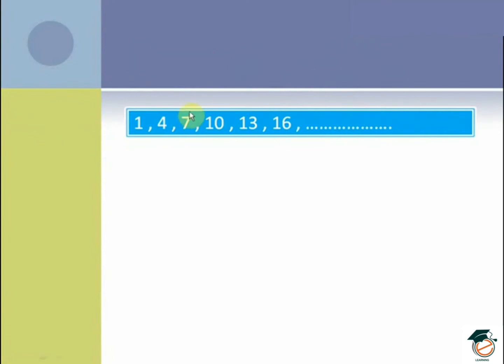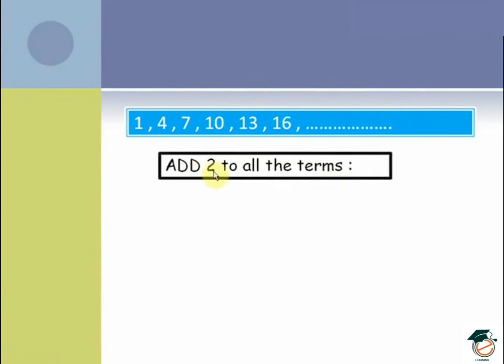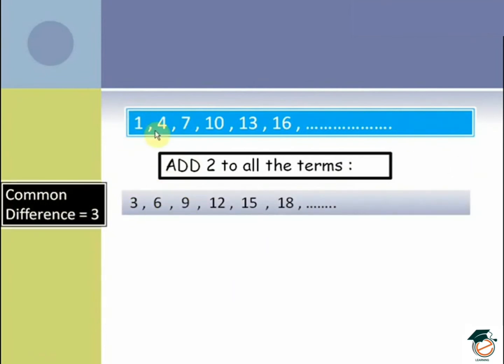Let's try to understand this. Let us say that we have an AP 1, 4, 7, 10, 13, 16. Now what's the common difference? Of course, the common difference is equal to 3. Now what we do is, we add 2 to all the terms. So if we take a number 2 and add 2 to all these terms, what we get? We get the terms as 3, 6, 9, 12, 15 and 18.